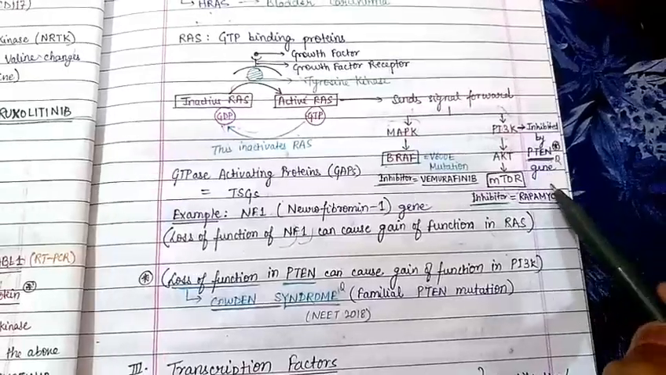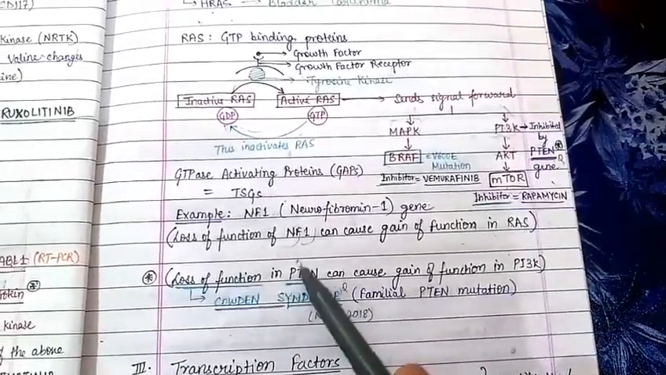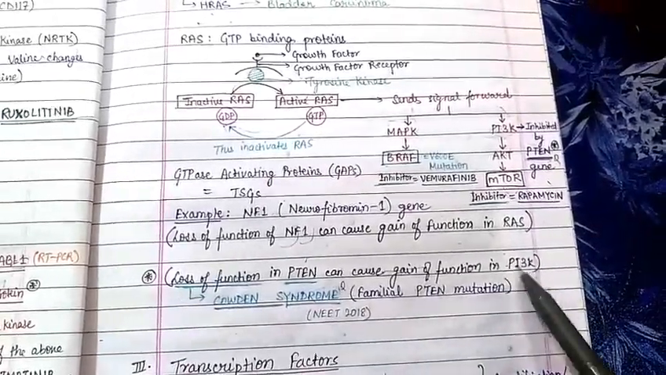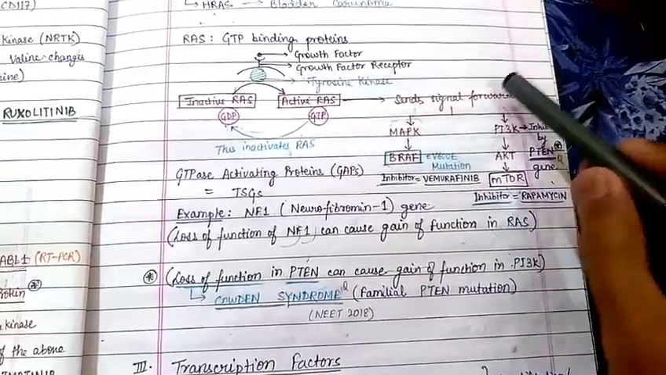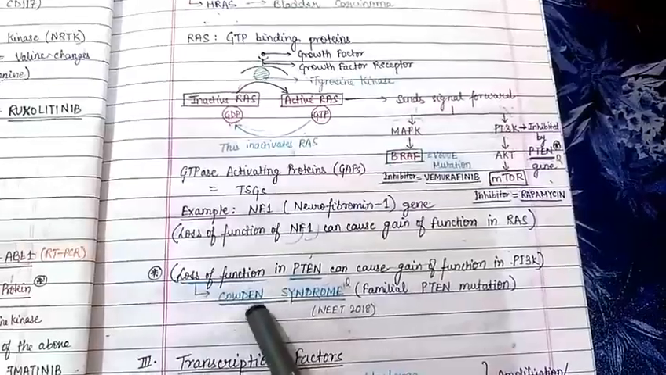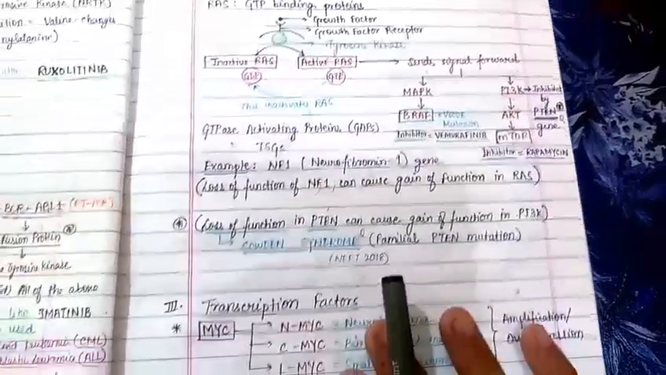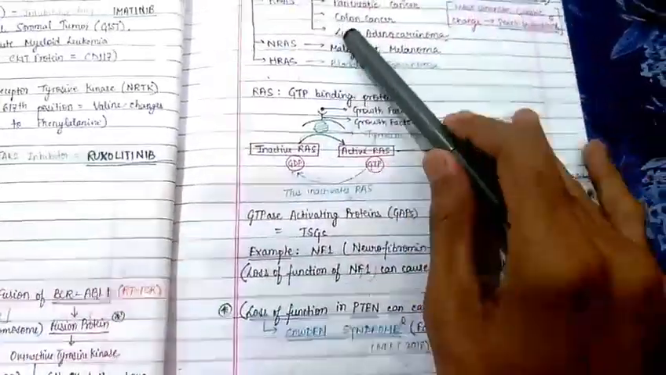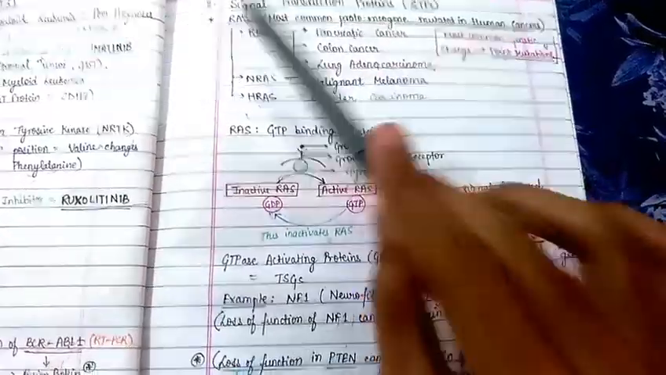It is inhibited by the PTEN gene. If there is loss of function in PTEN, it can cause gain of function in PI3K, because PI3K is inhibited by PTEN. Clear? And it is associated with Cowden syndrome. So this is about the signal transduction proteins, RAS.